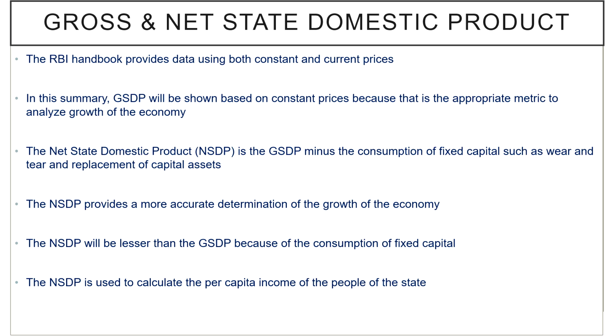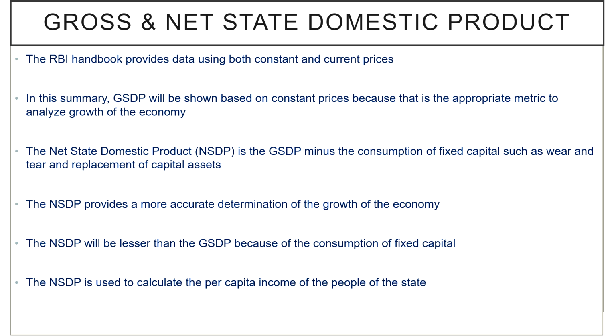The RBI Handbook provides data using both constant and current prices. In this summary, GSDP will be shown based on constant prices because that is the appropriate metric to analyze growth of the economy. The Net State Domestic Product, NSDP, is the GSDP minus the consumption of fixed capital, such as wear and tear and replacement of capital assets.